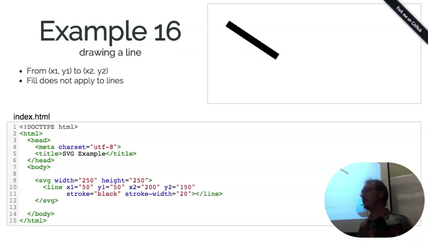So here's how you can draw lines in SVG. A line element has these attributes x1 and y1, which are the first point that it draws from, and then it draws to the second point, x2 and y2, and these are also in pixels. You can use stroke and stroke-width on lines, but you can't use fill because there's nothing to fill, it's just a line.